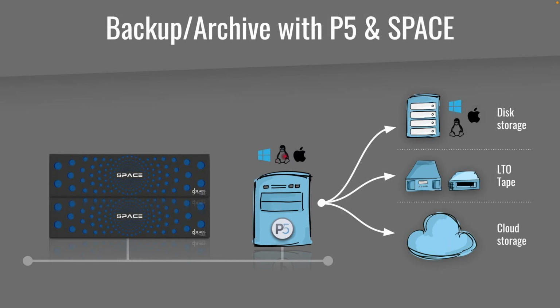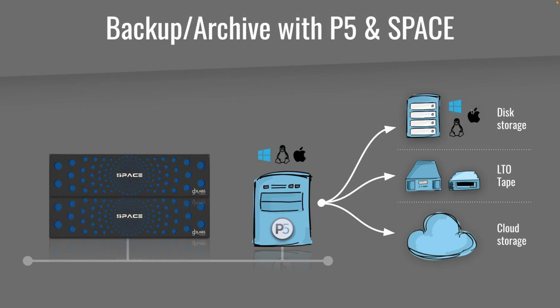Although the space boxes run P5 and it's pre-installed, it just needs activating. If you're looking to do a fairly heavy duty workflow, you really want to have P5 running on a separate host, which could be a Windows, a Linux, or a Mac machine. In the case of the demo we'll show you in a minute, it's a Mac. And then from there, you can back up and archive to one of these three different types of storage.